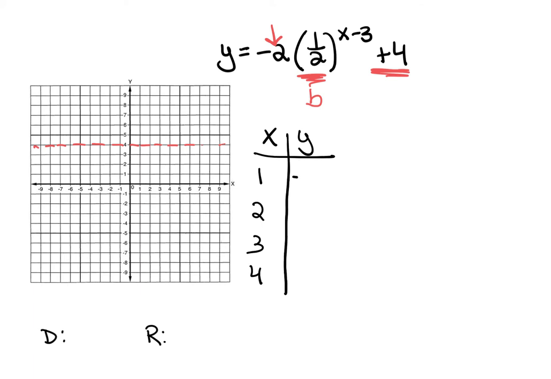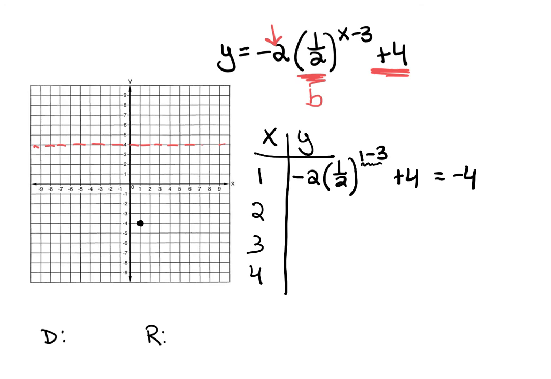So it's a lot to think about, but -2 times 1/2 to the power of 1 minus 3, plus 4. So do your exponent first, so that's -2. So -2 times 1/2 to the power of -2, plus 4, you should get -4. So write 1, down 4.